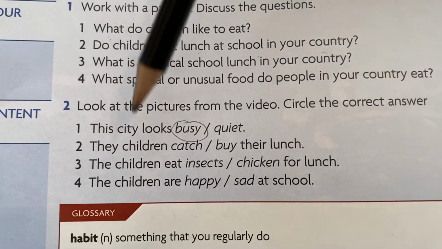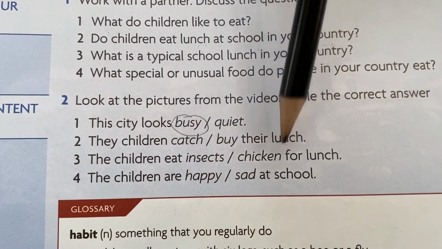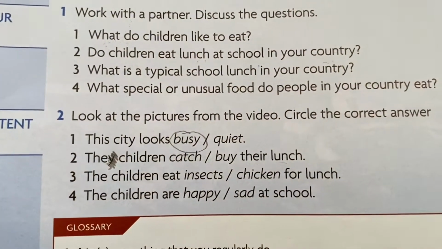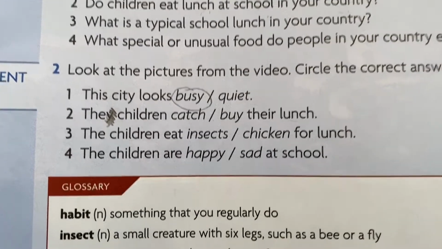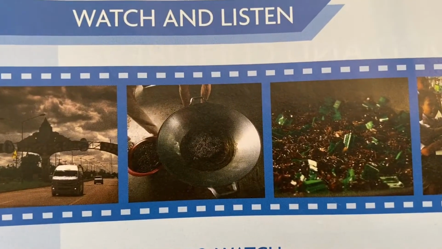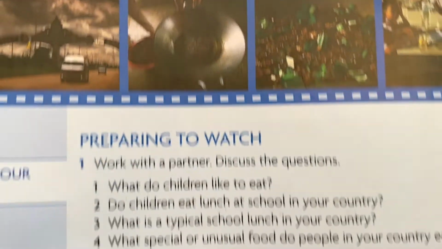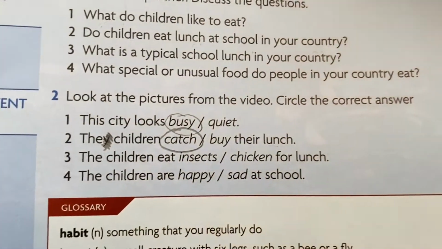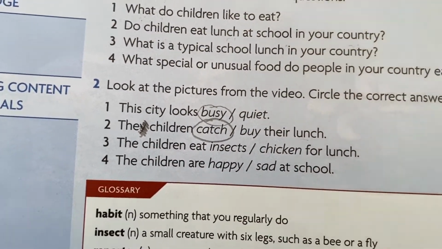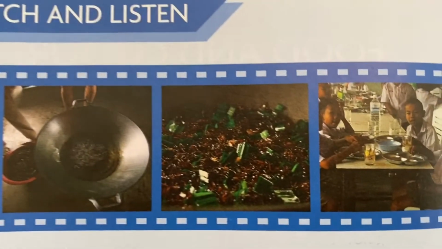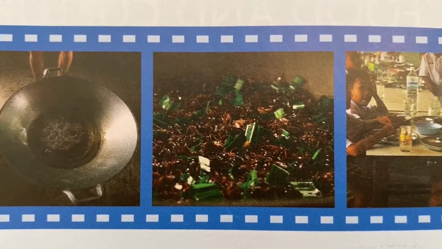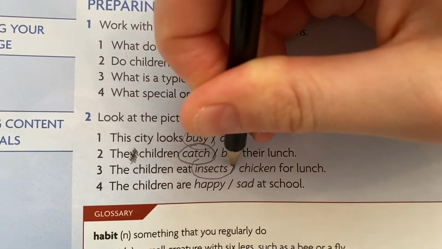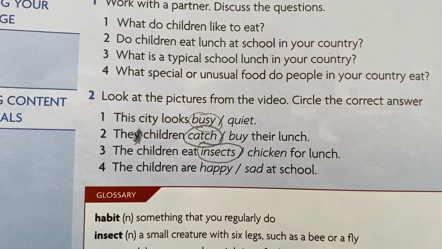Number 2, the children blank their lunch. This is a mistake. Instead of they, it should say the. The children blank their lunch. You probably won't know this from looking at it, but in the video, the children are actually responsible for catching their own lunch. Number 3, the children eat blank for lunch. Again, it's a little unclear from this picture, but believe it or not, those are insects. Those are bugs. You probably know that that's not chicken, so you could guess the other answer.